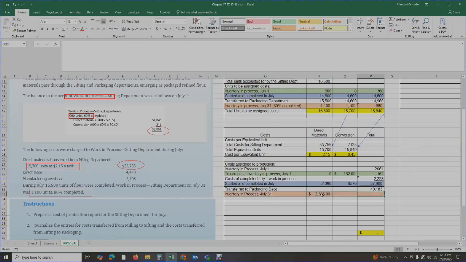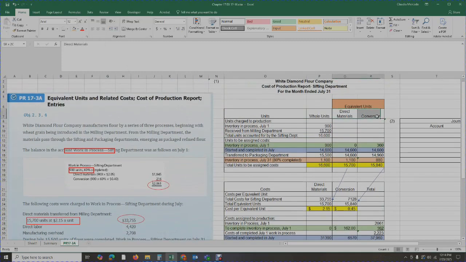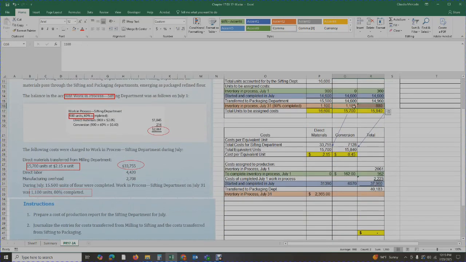So where am I getting the amounts from? I'm getting them from here, materials and conversion. So I'm looking at that 1,100 and 880 to run my calculations. You grab those two numbers, you multiply them by your cost per equivalent unit, and that gives you your cost per unit. Okay, so we're going to have 880 times 0.45 cents. That gives me $396. We add them together. That gives me 2,761.